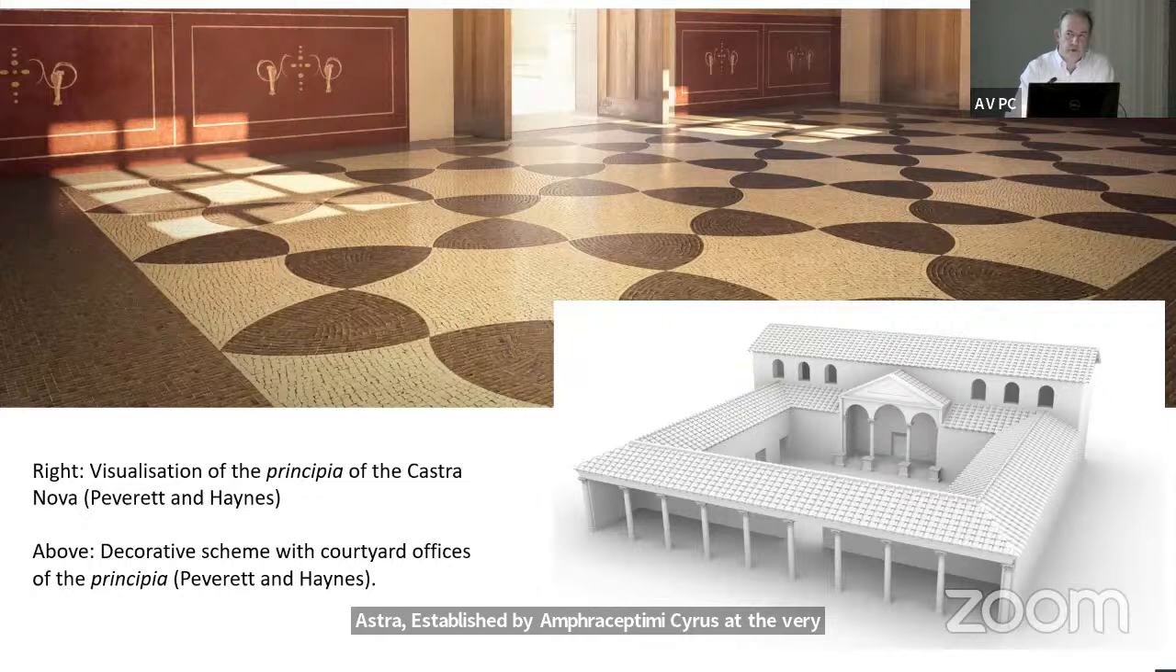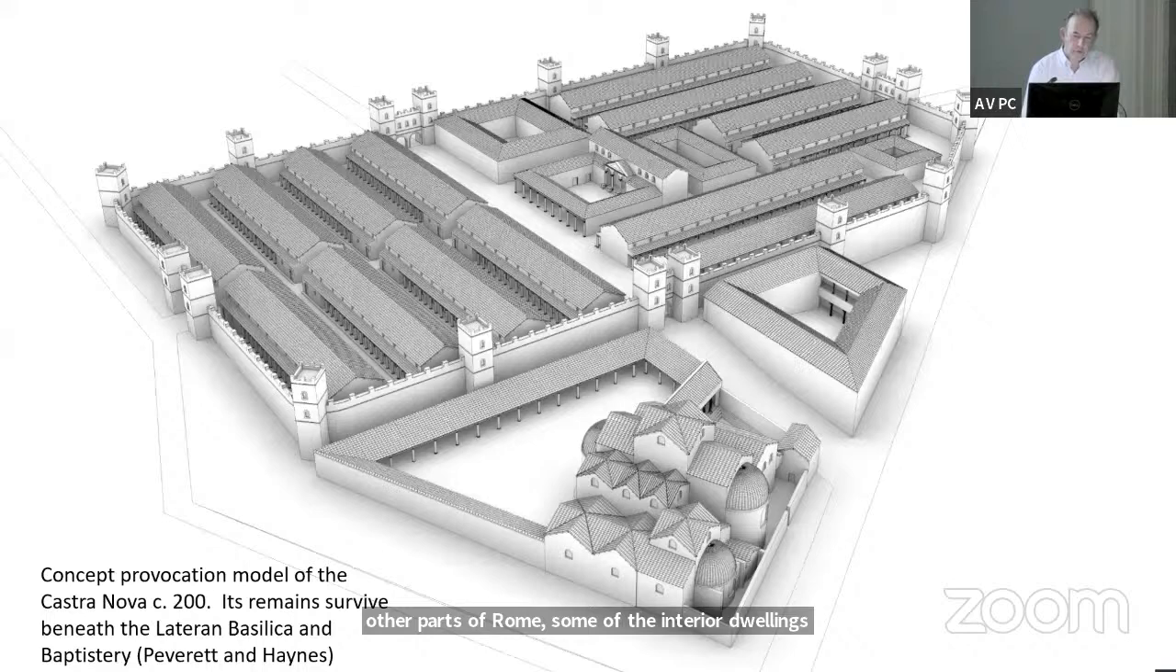This is a cavalry fort. It's designed for the emperor's horse guard. And one of the things that's quite striking from the preservation is just how much like the elite housing of other parts of Rome some of the interior dwellings look. The castra emerges from our work through multiple observations underneath something like this, something that might look relatively familiar to any student of Rome's military architecture in the provinces.